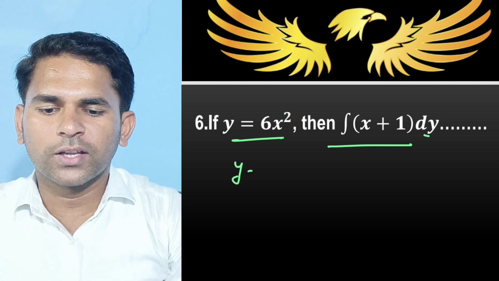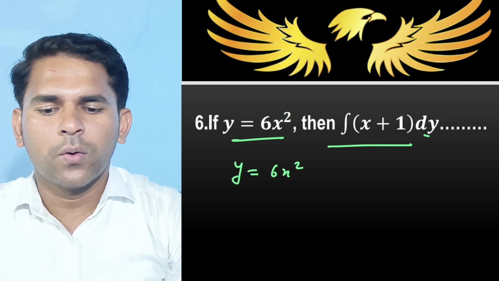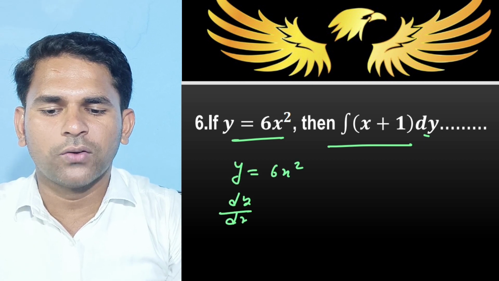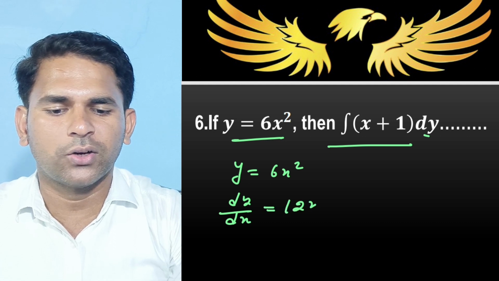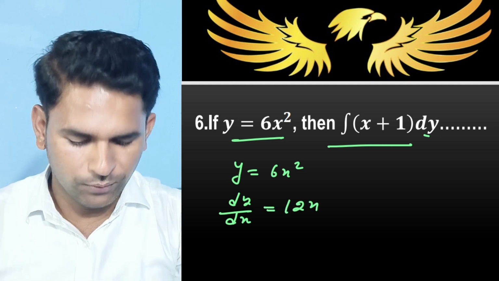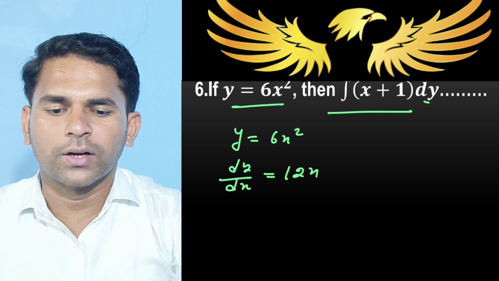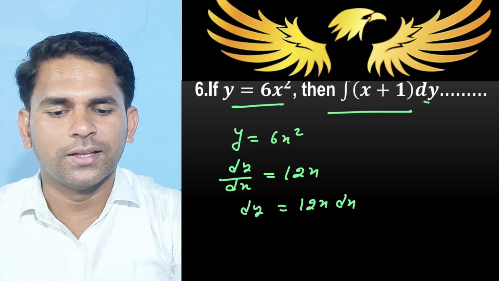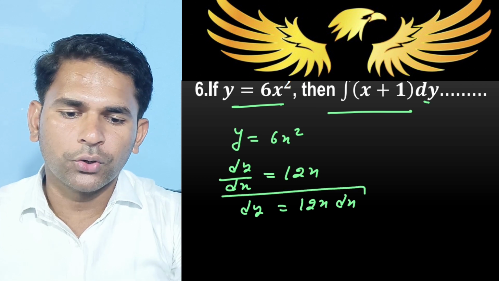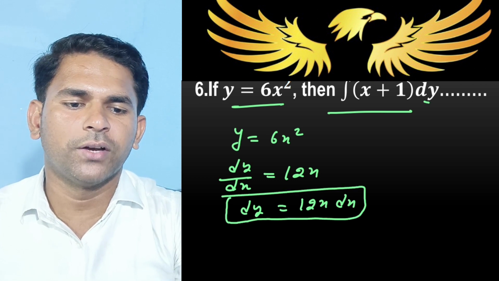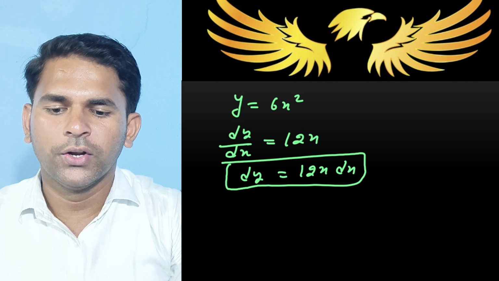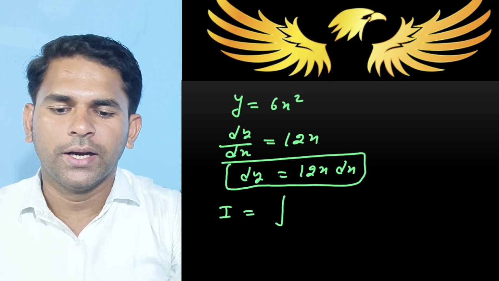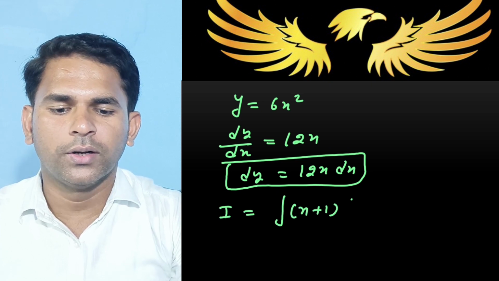So y is equal to 6x square. We should differentiate this with respect to x, so we can write 12x. Clear? So now we can write dy is equal to 12x dx. Now you have the value of dy, and you can place this value here. So finally we can write the integration of (x plus 1) dy.